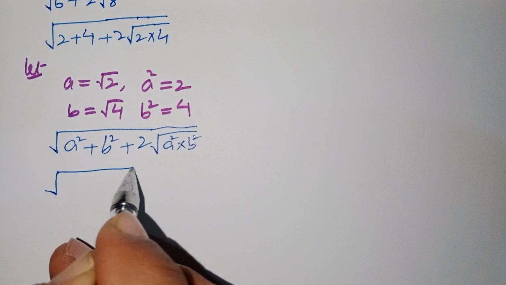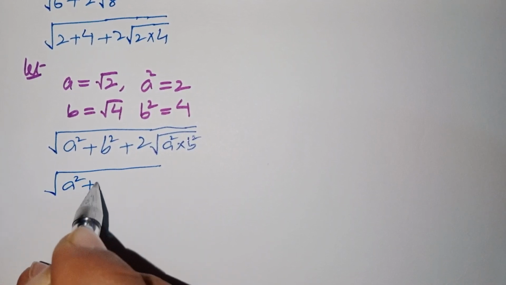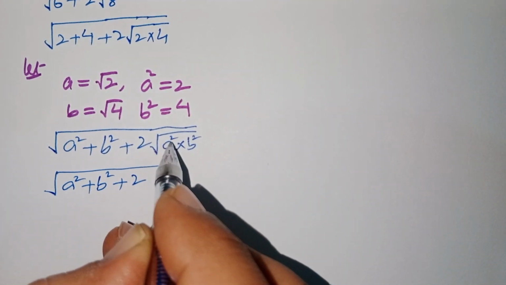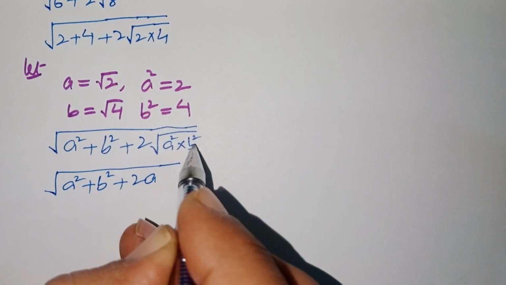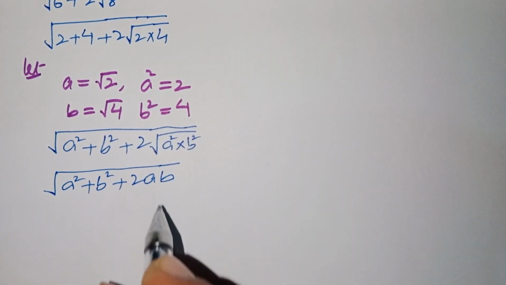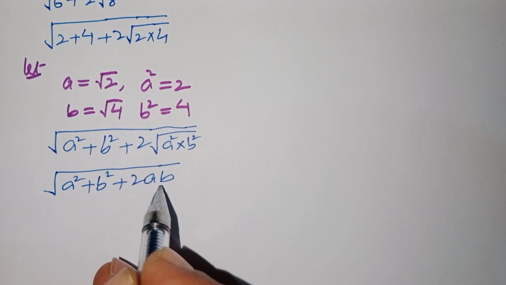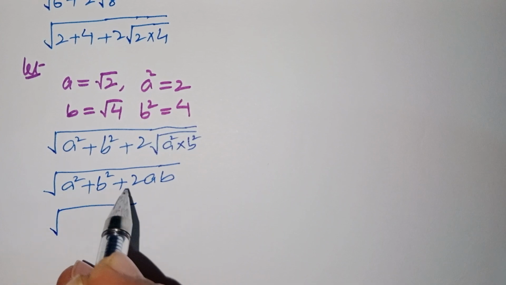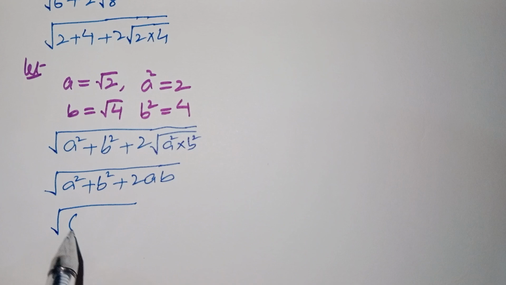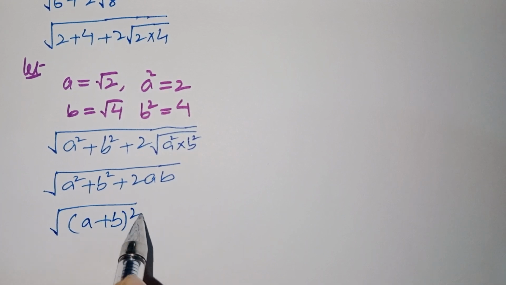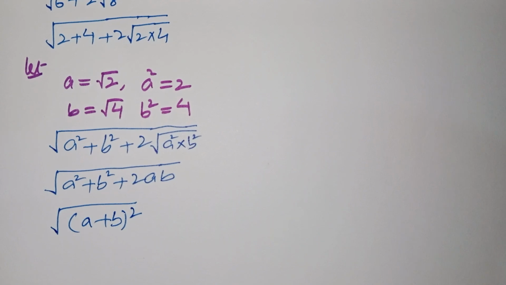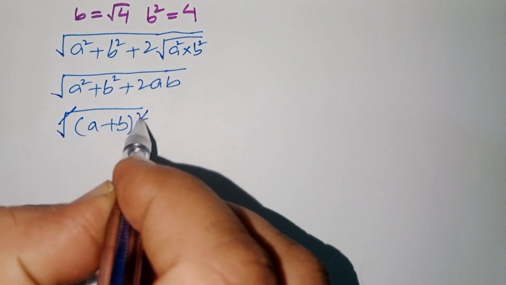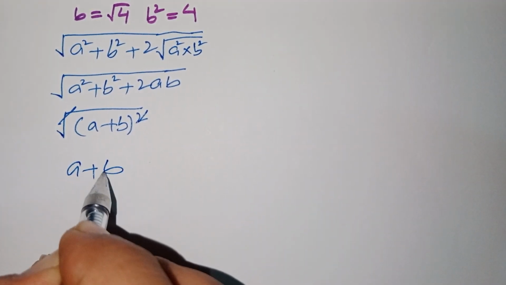So here will be square root of a square plus b square plus 2, square root cancels with square, here a, also here b. Now according to the completing the square formula, square root of a square plus b square plus 2ab we can write as a plus b whole square. So now square root cancels with the square. So here will be a plus b.